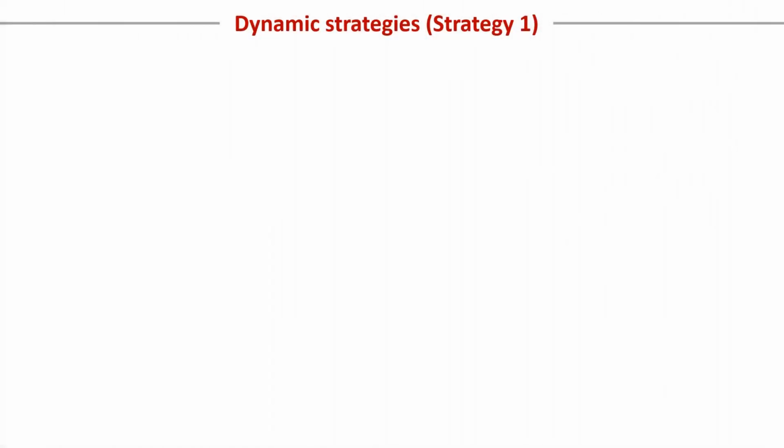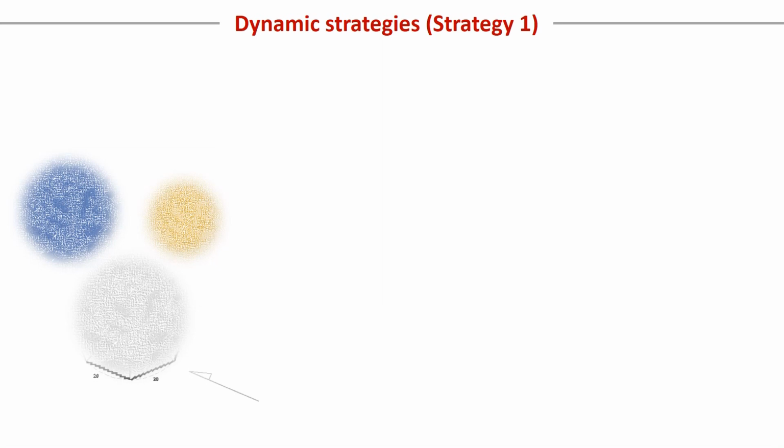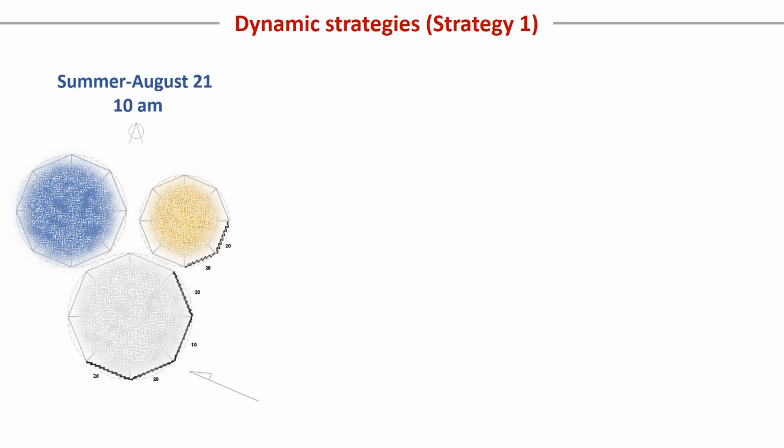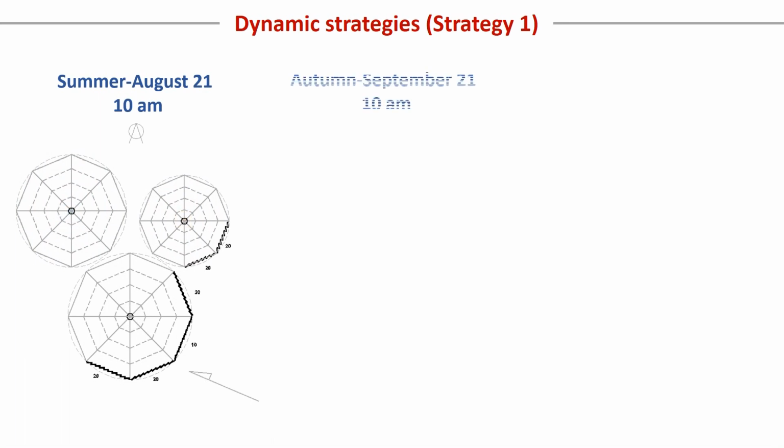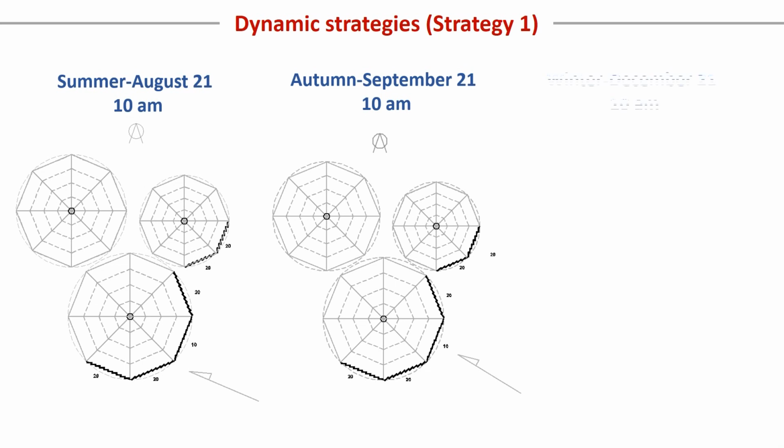In our design, we have four main dynamic strategies. For strategy one, we have only three pavilions, without the biggest one. It has three scenarios. Each scenario will be at 10 a.m. in different seasons. You can see the location of the sun and the location of the louvers at the edge of the pavilions in each scenario.